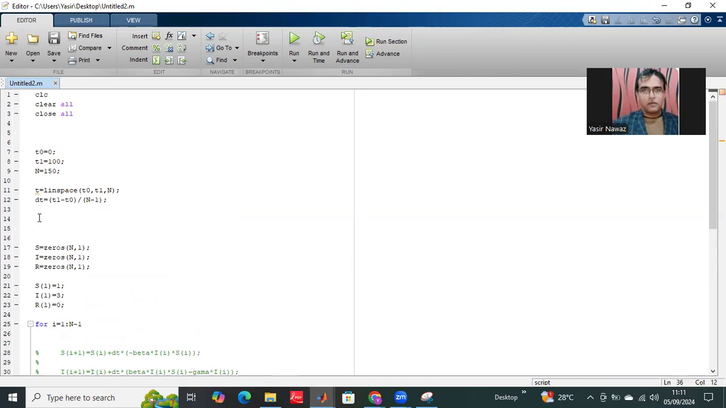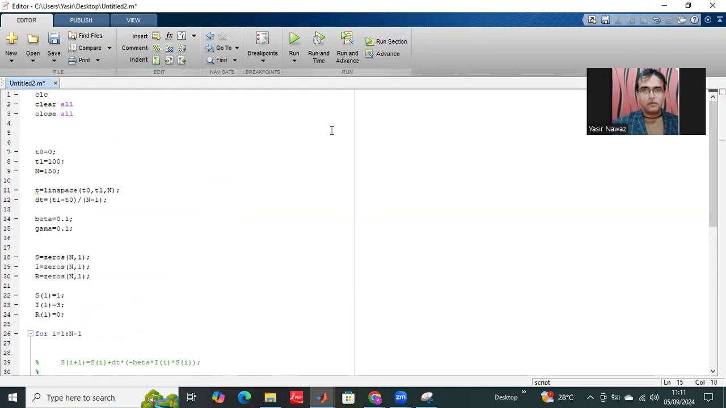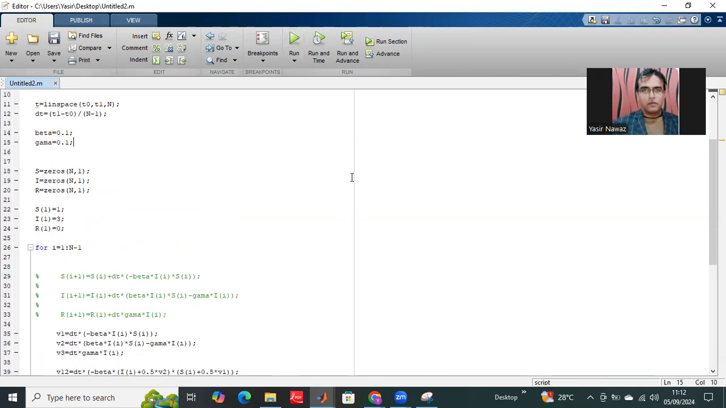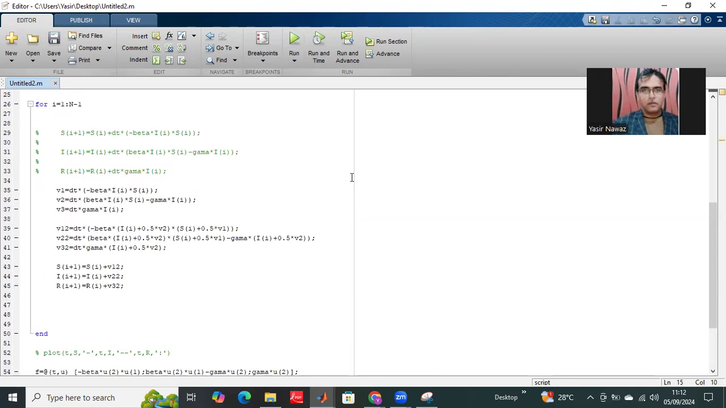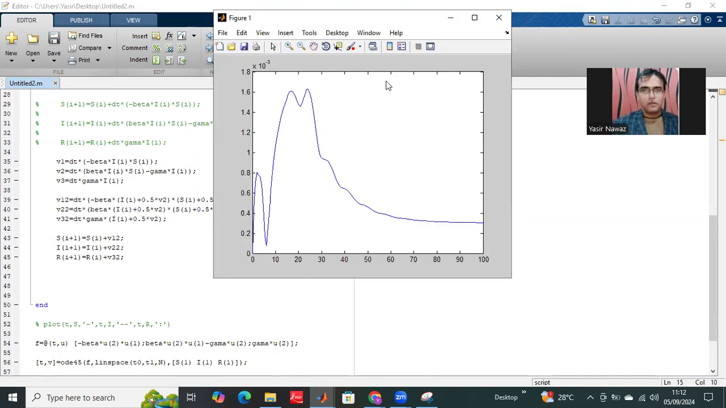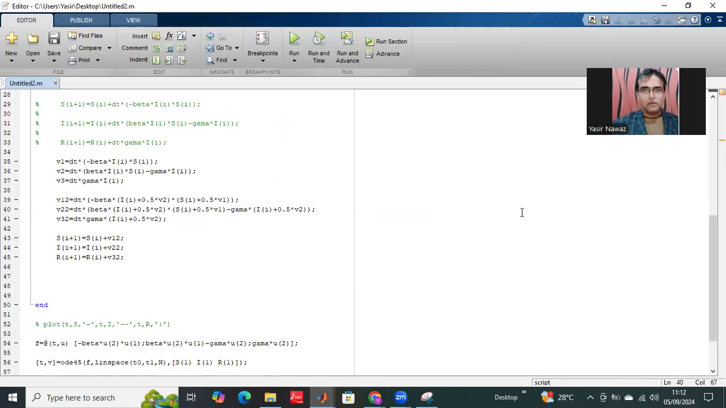Oh, beta here. Beta is equal to 0.1 and gamma is equal to 0.1. Now, the absolute error is obtained by subtracting the ODE45 solution from this one, or you can say the absolute value of the difference of the two solutions. So that's the error.